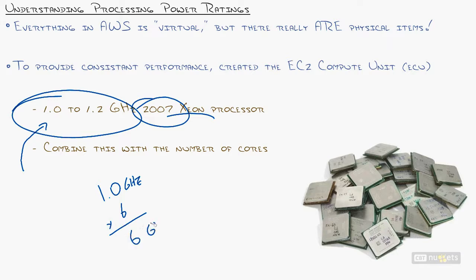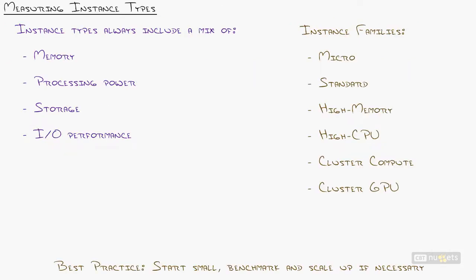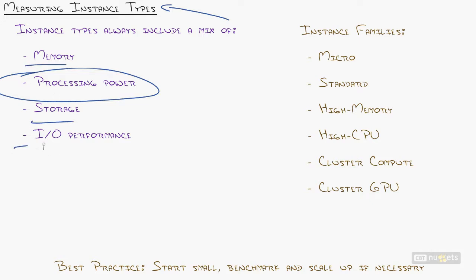So that gives you 6 gigahertz total processing power. So you can just look at the requirements of your applications and say, does that meet it? Do we need a larger instance, or can we scale down to a smaller one? Let me use that as a springboard to move into instance types, because the processing power, the ECUs, is just one aspect of an instance that's running. You also have memory, storage, and I/O performance.